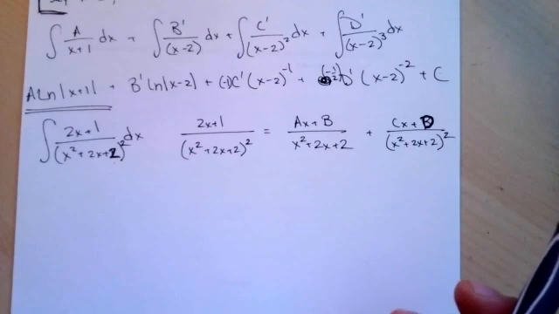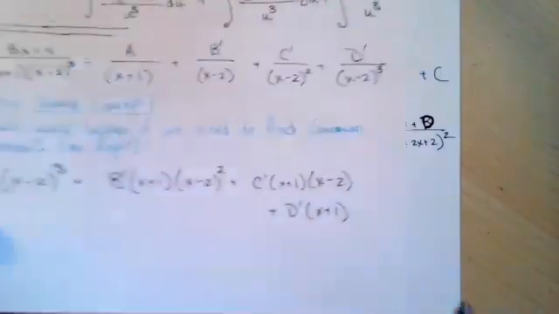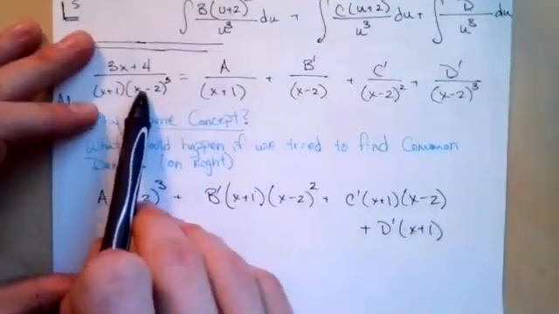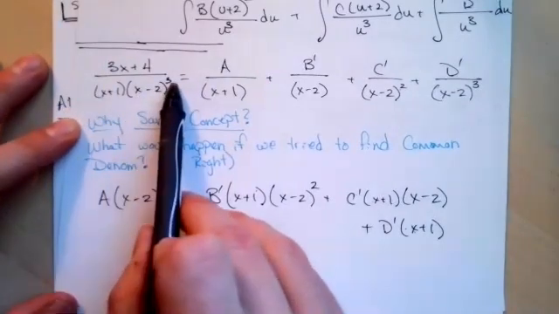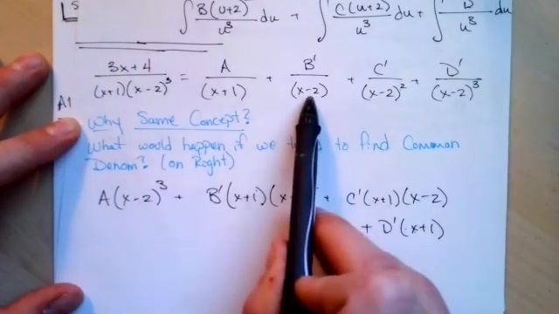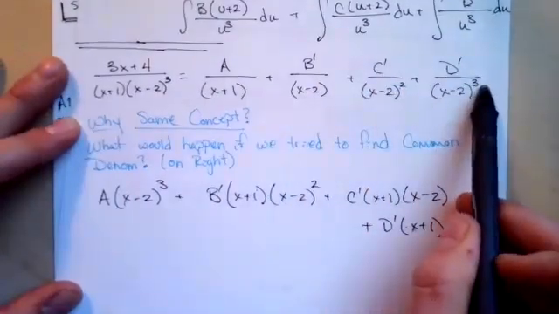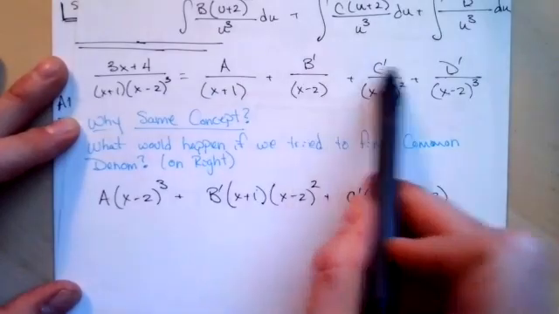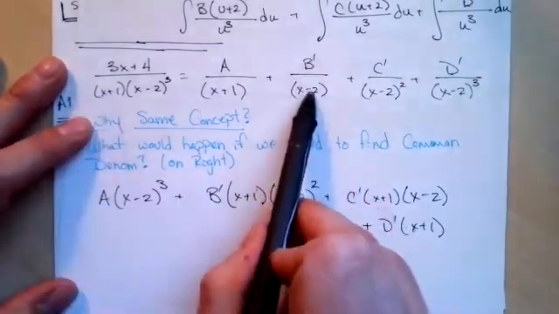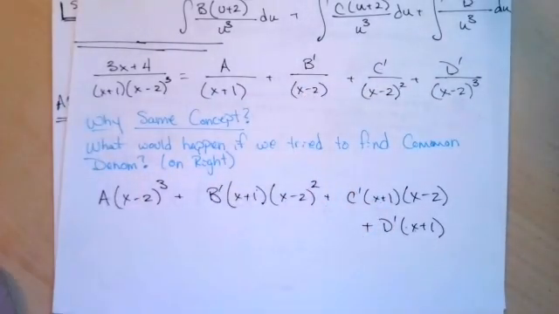In our previous one, we had a degree 1 root with a multiplicity of 3. So here's degree 1, degree 2, and degree 3. And now all the numerators can be constants, so degree 1 less than the irreducible factor.